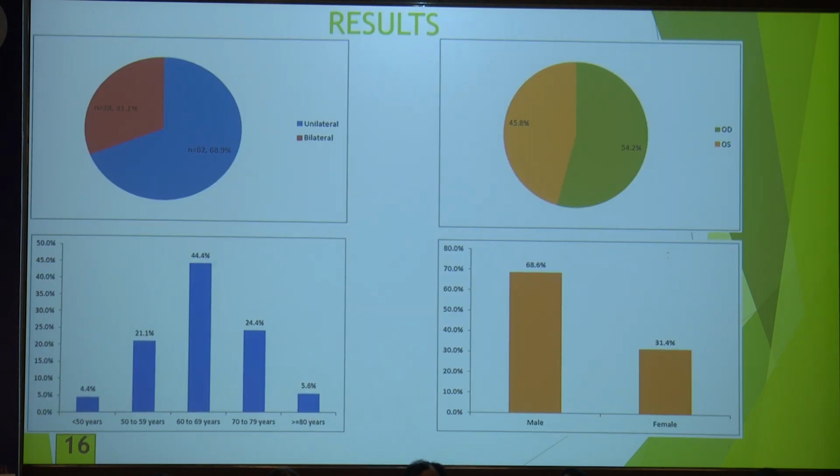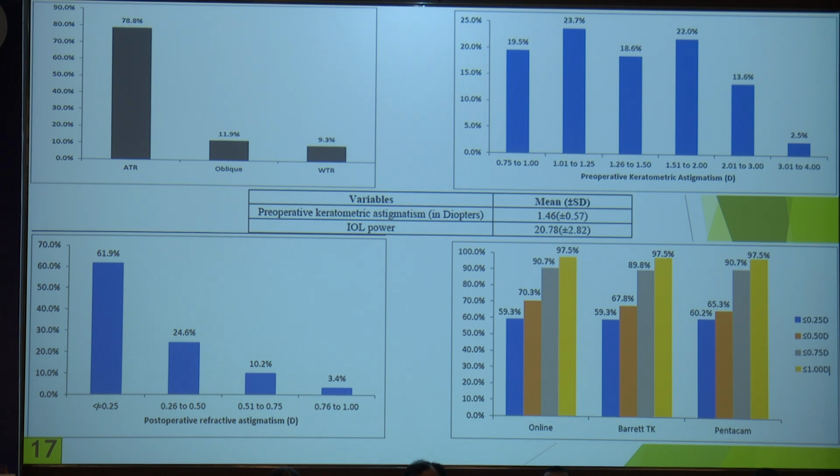So the results: 90 patients were included in the study. It was done unilaterally in 62 patients and bilaterally in 28 patients. 54% were OD and 45% were OS. Majority of the patients were in the 60 to 69 years age group, and majority were males. Most of the patients had against-the-rule astigmatism of a magnitude between 1 to 2 diopter. The mean keratometry value was 1.46 and the mean IOL power was 20.78. Post-op refractive astigmatism was less than 0.5 in majority of the patients, more than 85% of the patients.